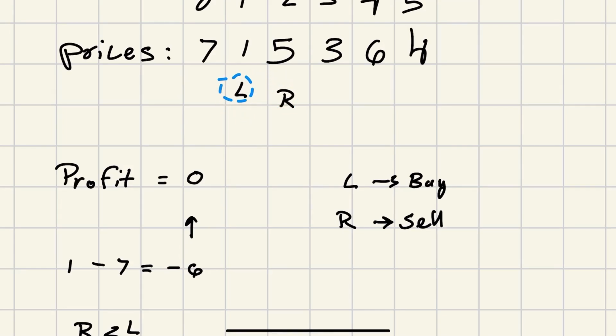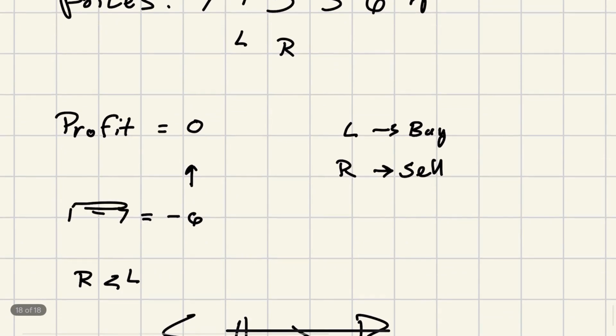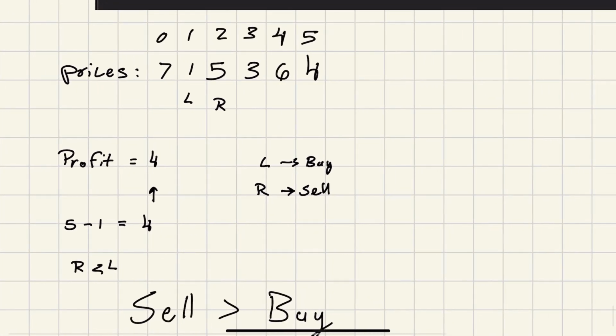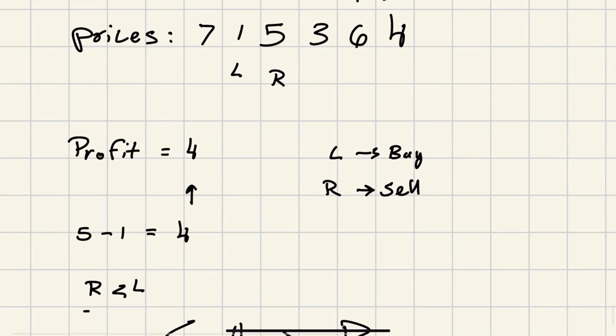Okay, now we recalculate 5 and 1. Well, now we're getting somewhere. 5 minus 1 is actually 4. So we update our profit, because so far from what we've searched, the maximum profit we can make is actually 4. And we check again, is right smaller than left? No, it's not. That means that so far we do have the best buy option.